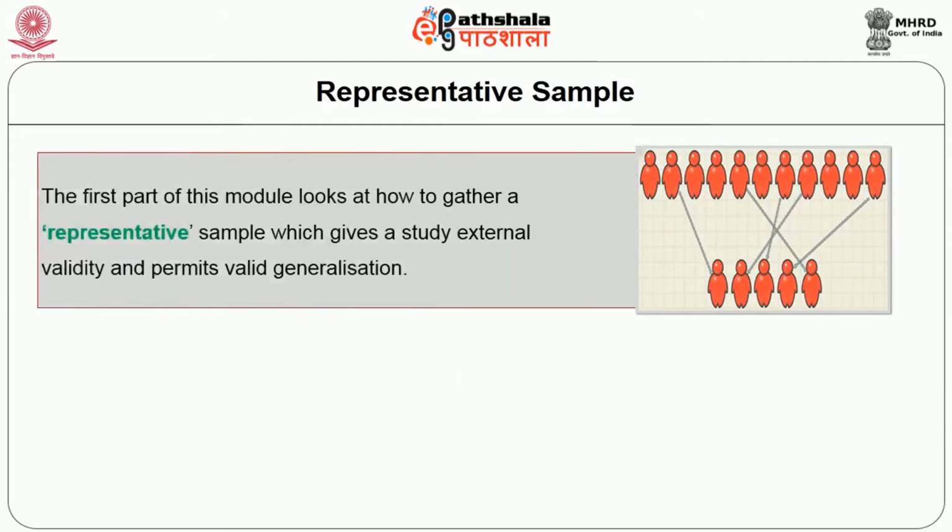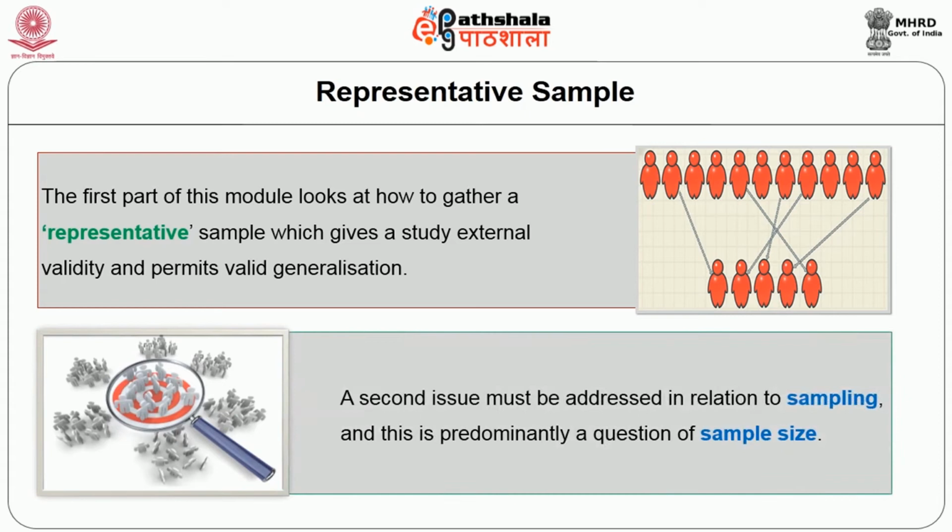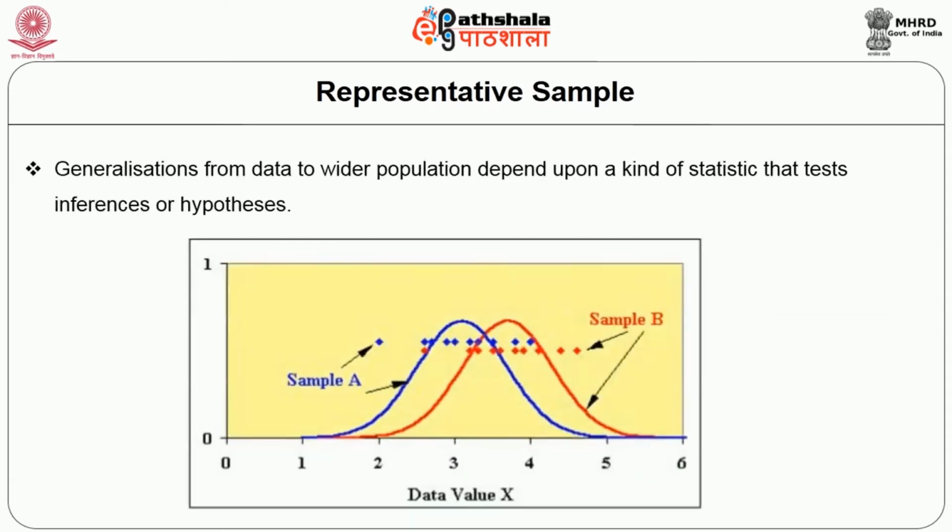The first part of this module looks at how to gather a representative sample, which gives the study external validity and permits valid generalization. However, a second issue must be addressed in relation to sampling, and this is predominantly a question of sample size. Generalization from data to a wider population depends upon a kind of statistics that tests inferences or hypotheses. For instance, the t-test can be used to test a hypothesis that there is a difference between two populations based on a sample from each.